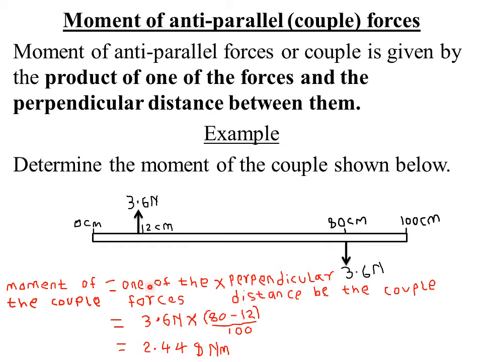So the moment of the couple is equal to one of the forces times the perpendicular distance between the couple forces. One of the forces is 3.6 Newton, and this one is also 3.6 Newton. So it will be 3.6 Newton times the perpendicular distance between the forces. The first force is at the 12 centimeter mark, while the second couple force is at the 80 centimeter mark.